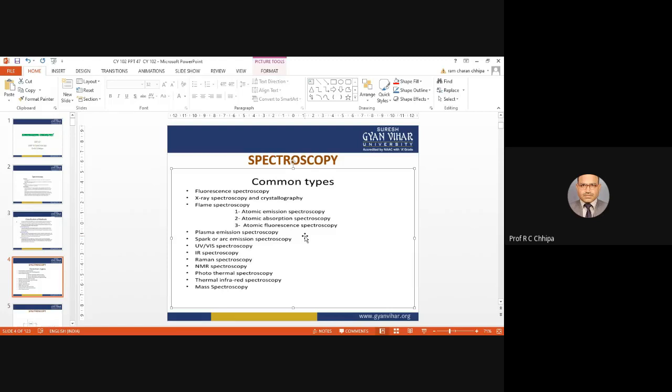Then we have another, the plasma emission, that is also spark or arc, then UV and visible spectrometry. This one, UV visible spectroscopy, is also concerned with electronic spectroscopy. Here, the electrons go from the ground state to the excited state. We have already discussed one more thing, the bonding electron, the non-bonding electron, anti-bonding. All of you are well known about the molecular orbital theory, and here UV visible.